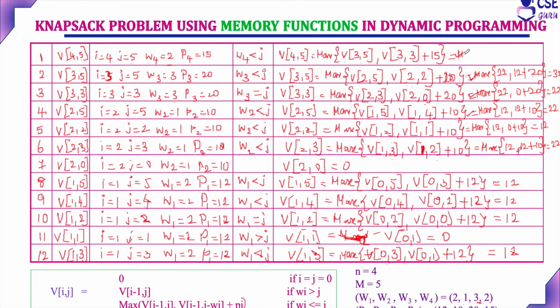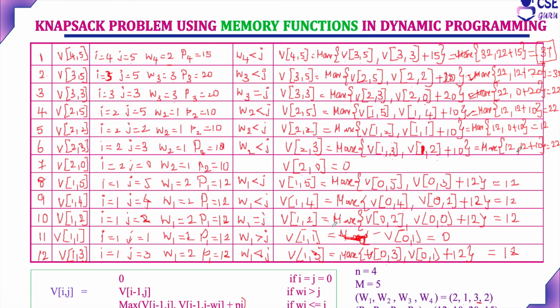So here we will get maximum of V of 3, 5. What is the value? It is 32. Then 3, 3. What is the value? It is 22. Plus the profit of this object is 15. So which one is maximum? 32 or 37? 37 is maximum. So this is the optimal solution.